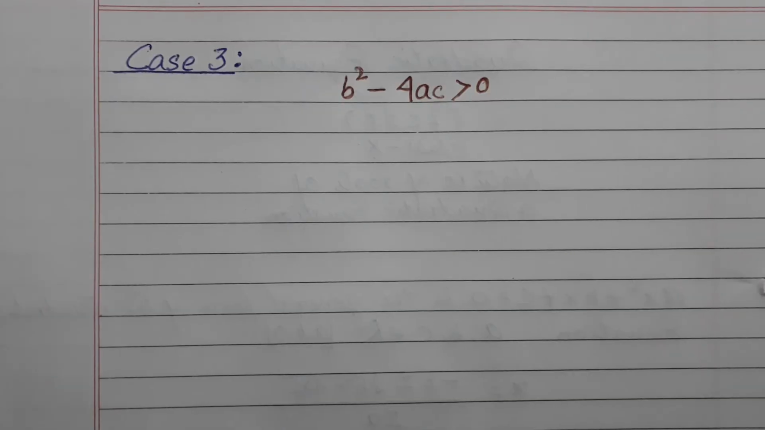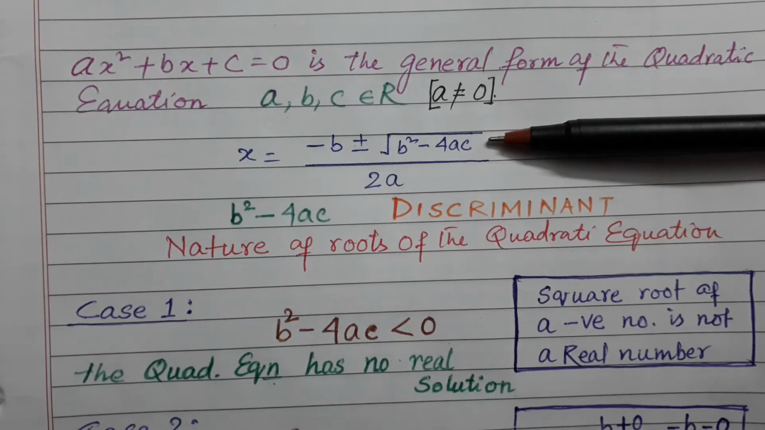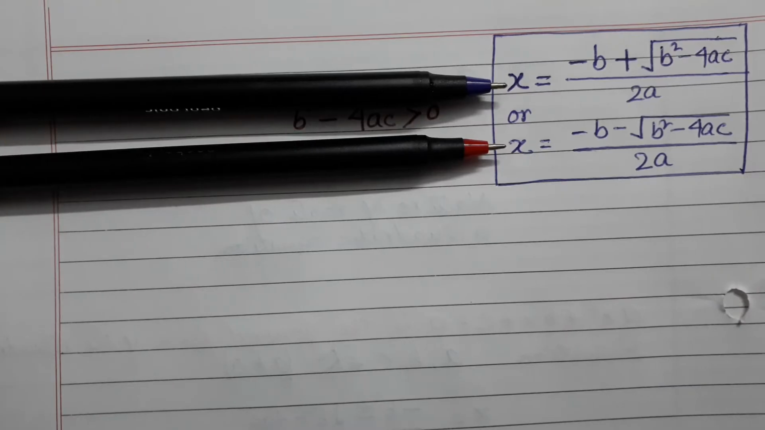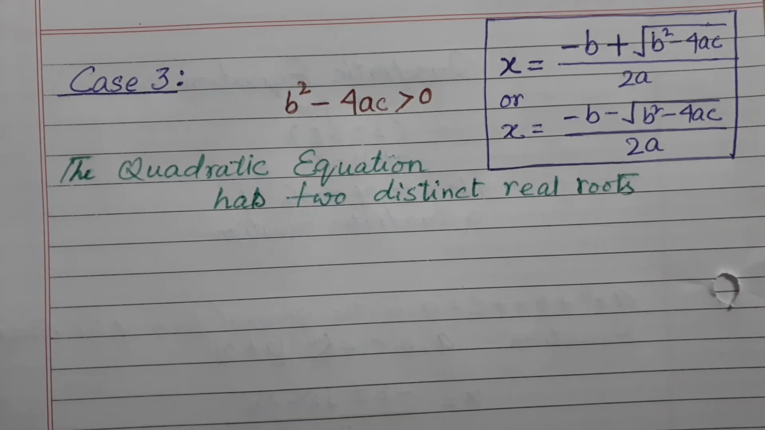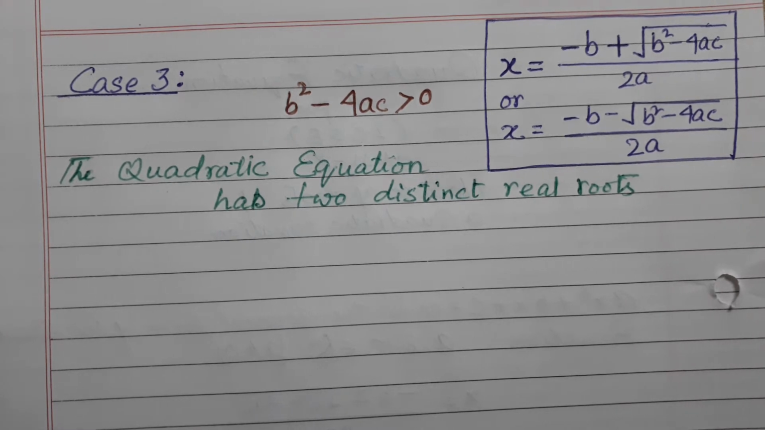Now the third case, when b square minus 4ac is greater than 0. In this case, root over of b square minus 4ac will give a real number. So in that case, x can be two different real values. Therefore, the quadratic equation has two distinct real roots.